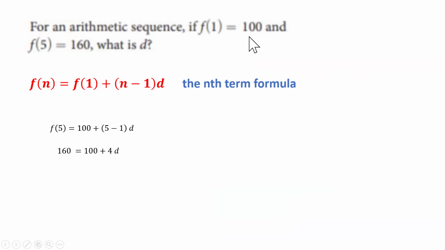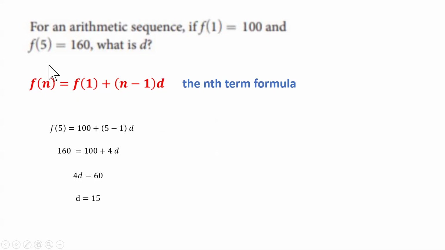He gave that also to me, plus 4d, because we know the term I'm looking for is the fifth term, and 5 minus 1 is 4. This is 4 times d, d which is what I'm looking for. So we solve this mathematically. 160 minus 100 is 60. And we divide both sides by 4 to have the common difference 15. So the common difference is 15.